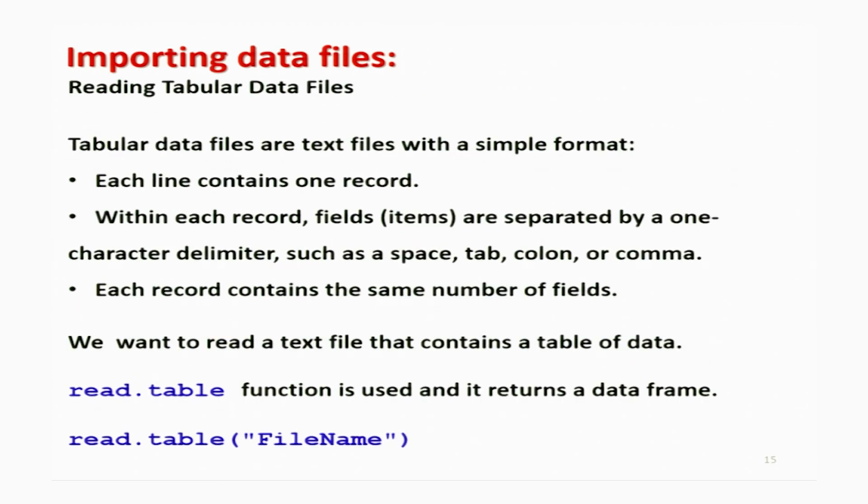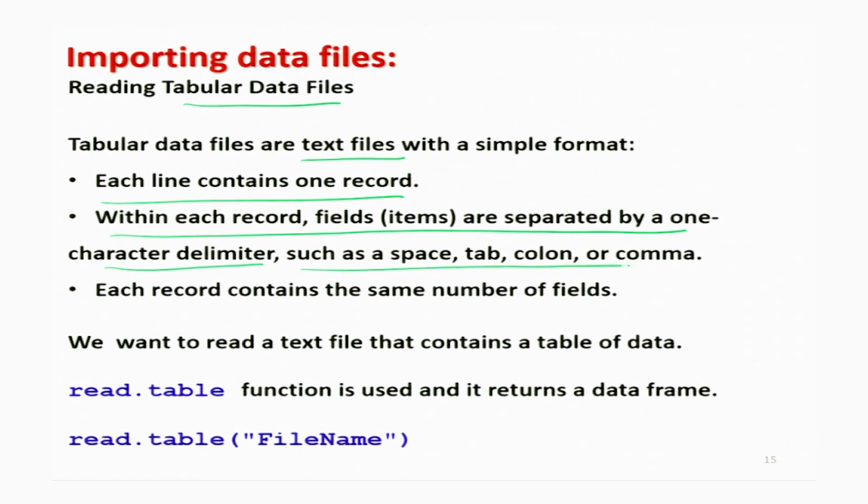Okay, so now after this CSV file, let us try to understand how we can read the tabular data file and how we can import the tabular data file inside the R software. These tabular data files are simply text files. For example, they can be created in the notepad and opened in the notepad, and they have a very simple format. Each line contains one record, and within each record the fields are separated by a one character delimiter such as space, tab, colon or comma.